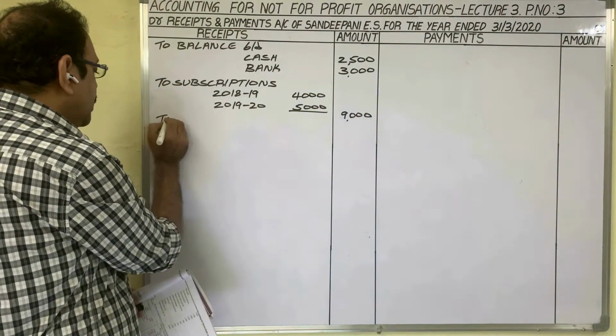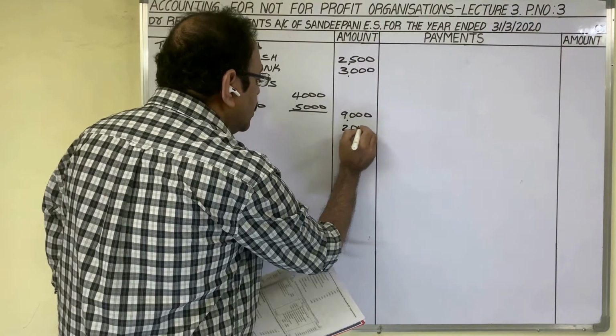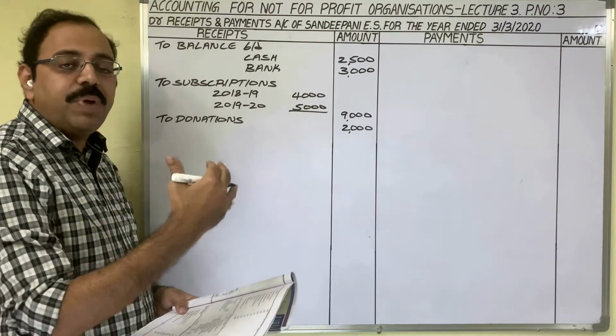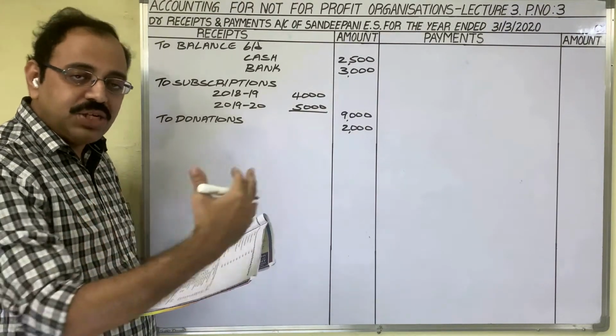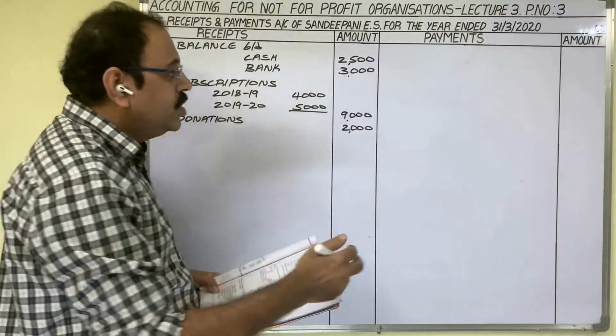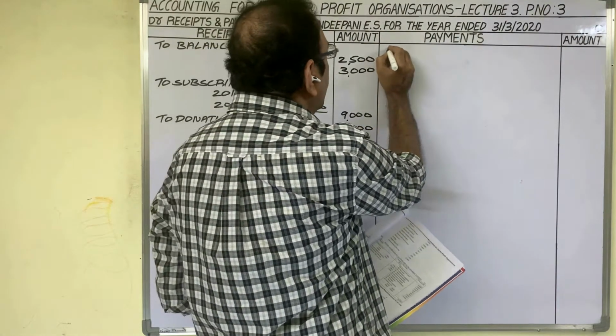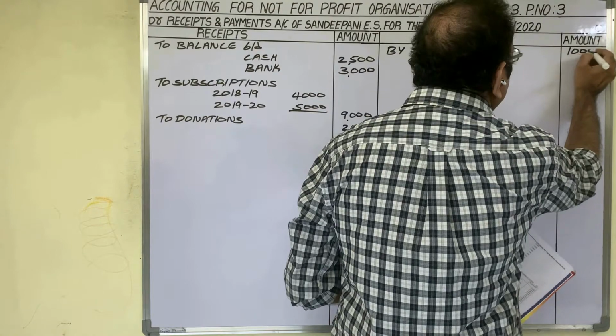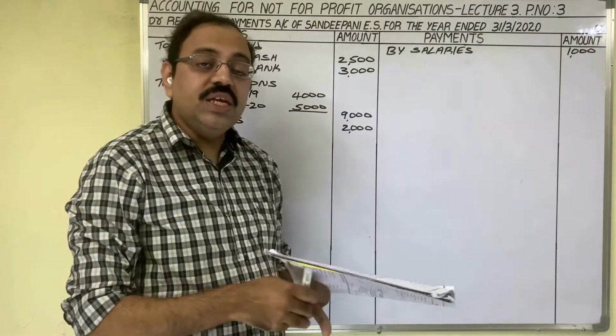To donations, 2,000 rupees. Salaries paid, 1,000 rupees. Salaries paid from the firm, cash is going. It is a payment. So credit side we should show. By salaries, 1,000 rupees.